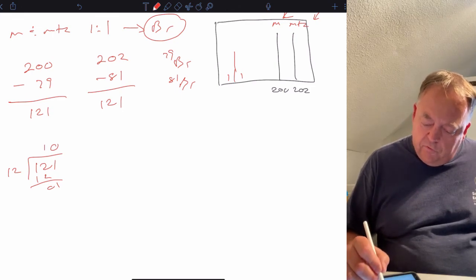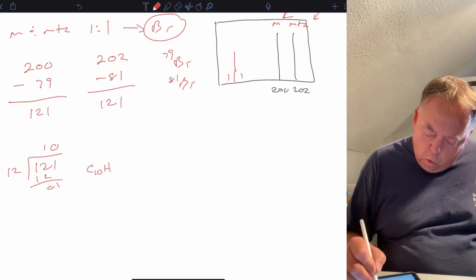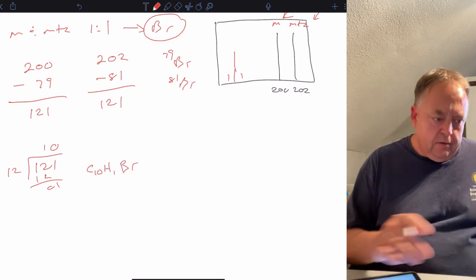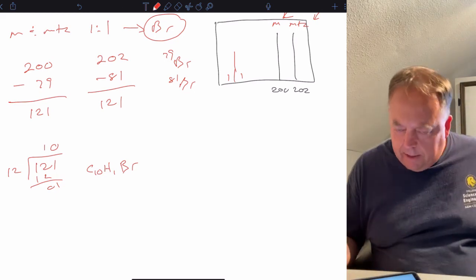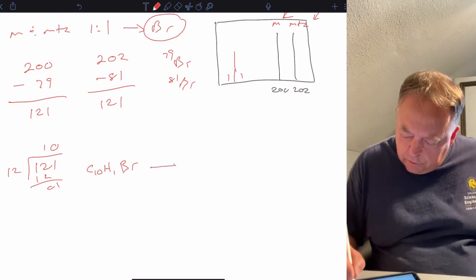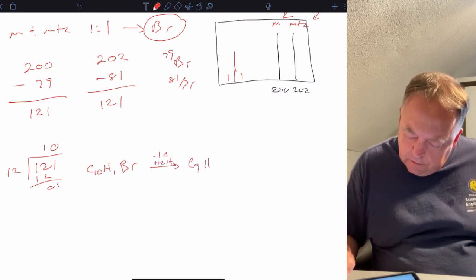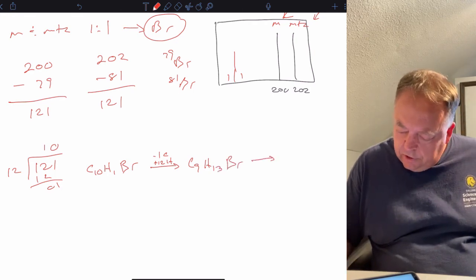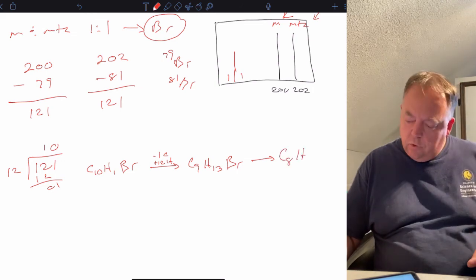So one possible formula is C10H1, and don't forget the bromine. C10H1 bromine is one possible formula. And then let's get other formulas. So we go that way: minus 1 carbon, add 12 hydrogens. And do that until you have twice as many hydrogens as carbons. So then add another 12.